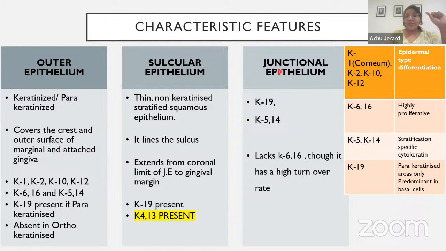Okay. And 6 and 16. 6 and 16 is a highly proliferative epithelia that shows these keratins. So that is again, gingival epithelium is highly proliferative. So outer epithelium has 6 and 16.